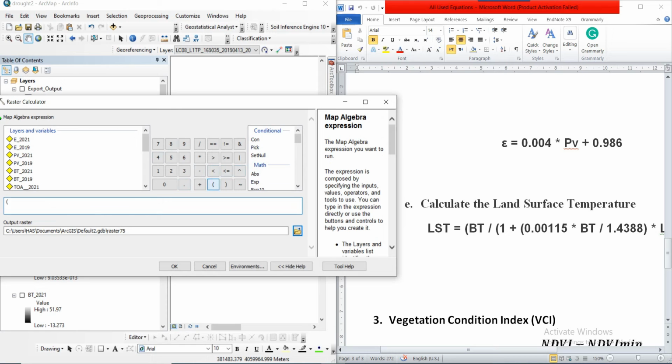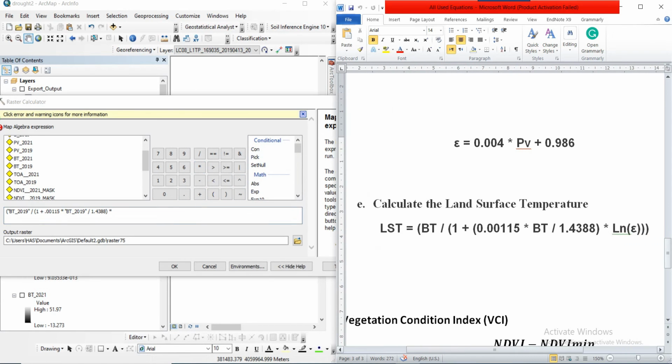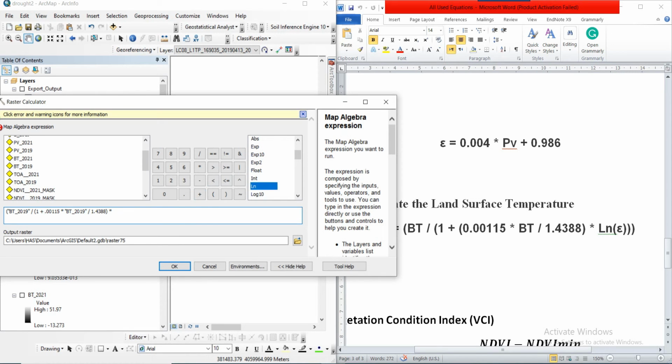So we have bracket BT for 2019 divided by 1 plus 0.00115 multiplied by BT again for the same year, and then divided by 1.4388 multiplied by the natural logarithm of emissivity for the same year.